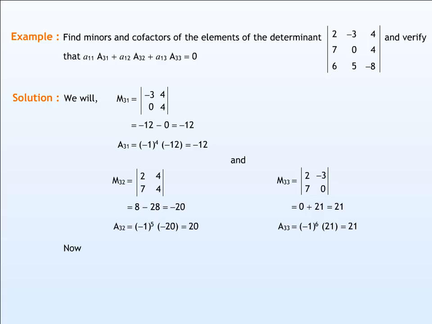Now, the elements of row 1 are 2, minus 3, 4, and the cofactors of row 3 are minus 12, 20 and 21. Multiplying the elements term by term and on simplifying we get minus 24 minus 60 plus 84, which equals minus 84 plus 84 or 0. Hence it is proved.